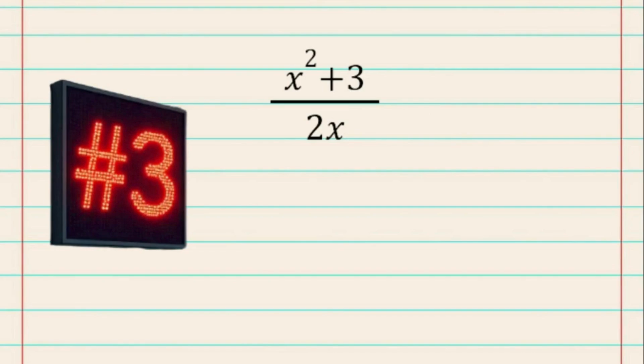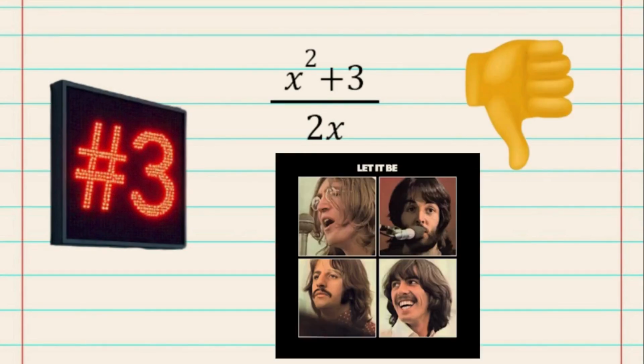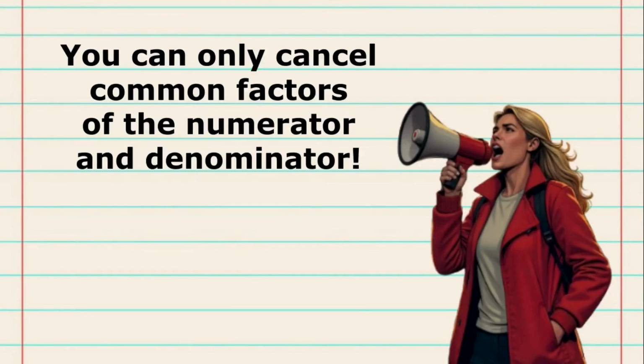I know it's tempting to look at something like this and say, oh, I can just cancel those x's and get that. Well, the only thing you should be canceling is that equal sign because it's a trap. The question you should be asking is, do the numerator and denominator have any common factors? That is, if I want to cancel x, can I conveniently factor an x out of the numerator without making a mess? The answer is no. So you should make like the Beatles and, I repeat, you can only cancel common factors of the numerator and denominator.